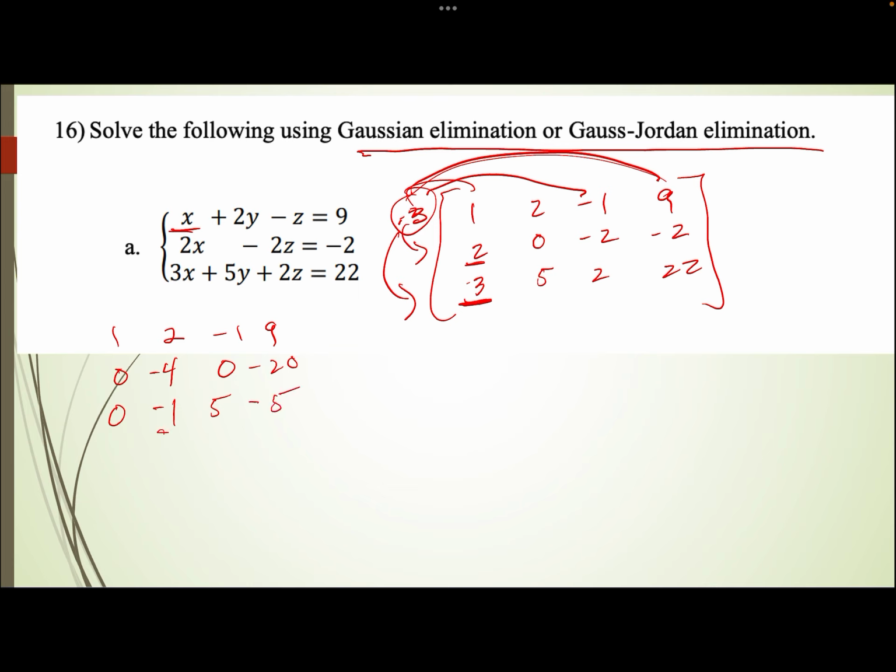So now I just need to get rid of one more, but it'd be easier to use the 1 to make the 4 a 0. So we're going to switch these rows. Remember, we can switch any row. So I'm going to put this one here, and then put this one here.